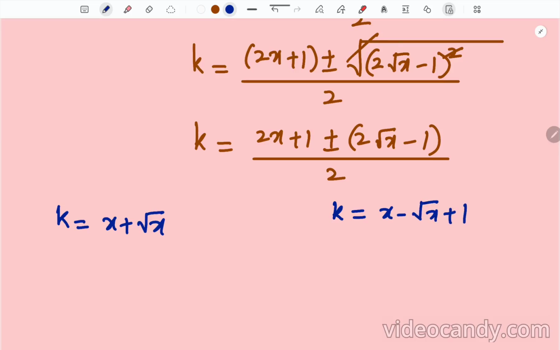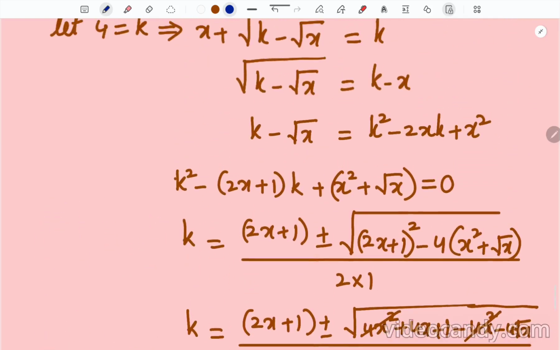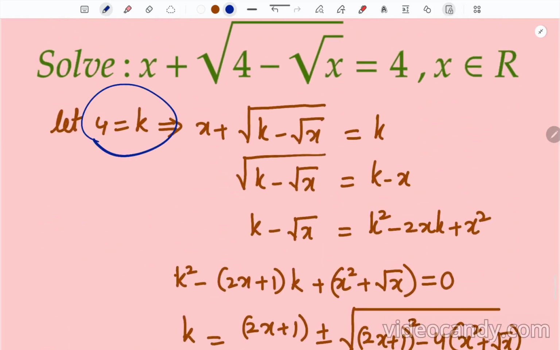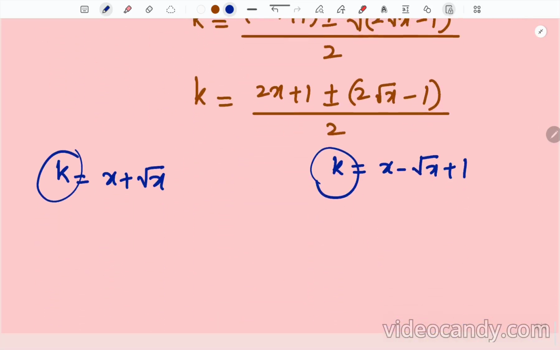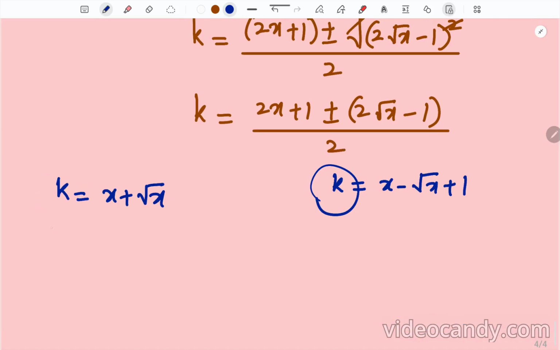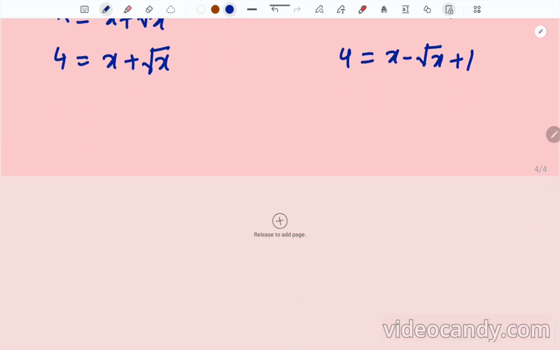Okay, so now let us replace the value of k. In the beginning the value of k we have taken as 4. The 4 value we are taking as k. Again we will replace that back into this. So what you are getting now is 4 equals x plus root x. And here, 4 equals x minus root x plus 1. Okay. Now let us solve all of this.